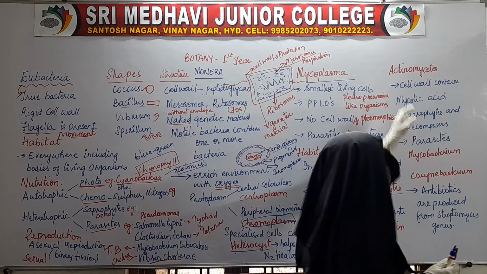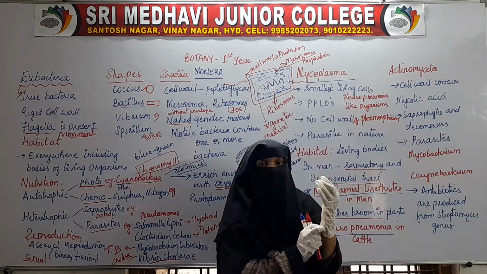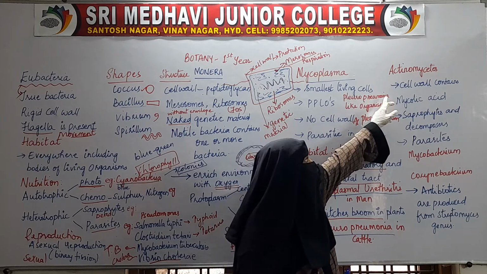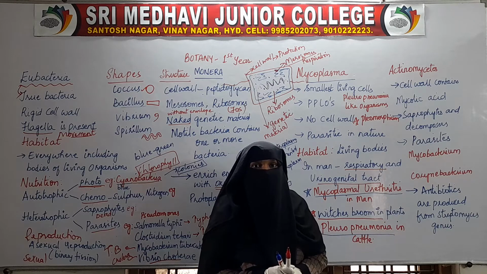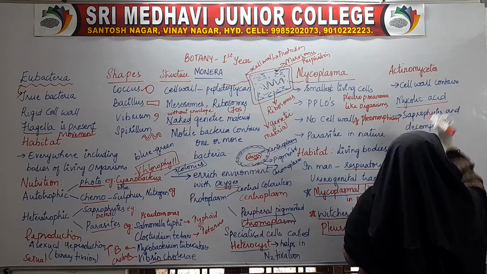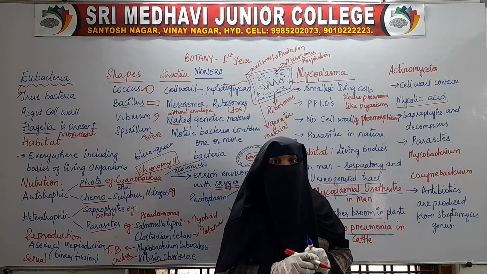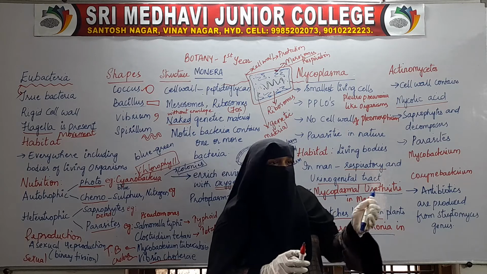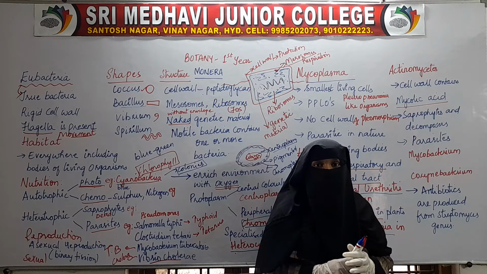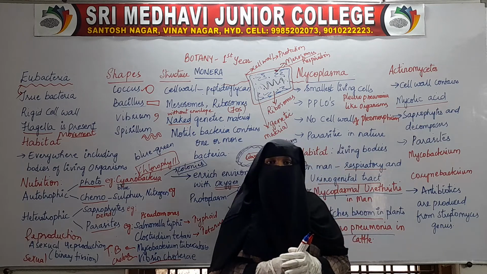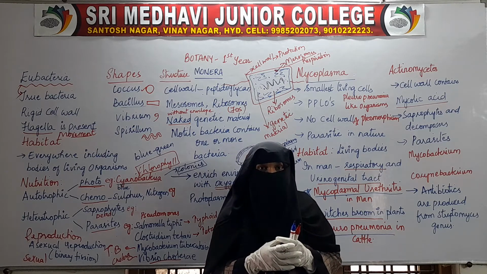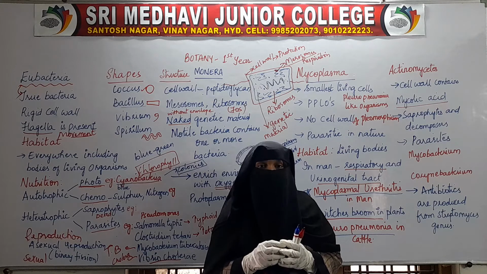And the last one, Actinomycetes. This is the last group in kingdom Monera. Here, these organisms also have a cell wall, and that cell wall is made up of mycolic acid. These are also branched, and when they are under the sun, they radiate.